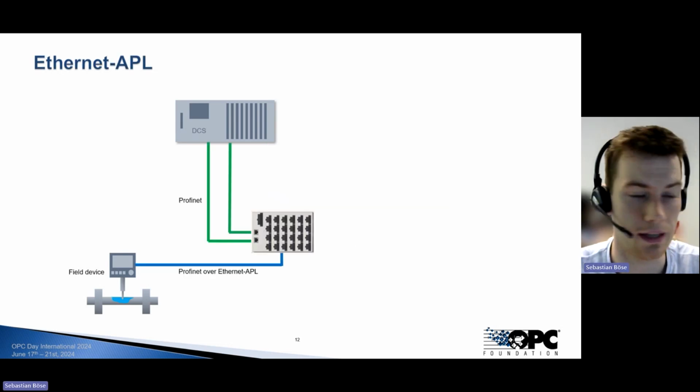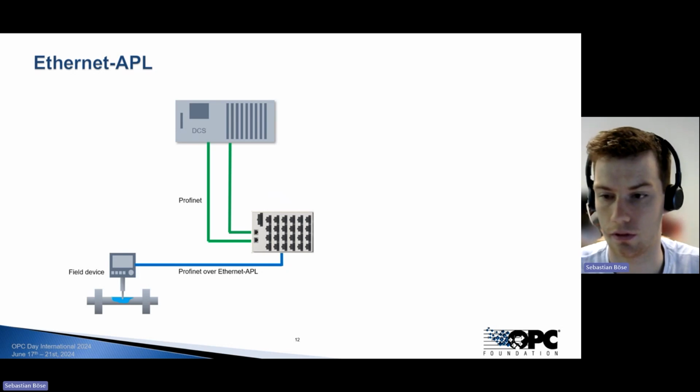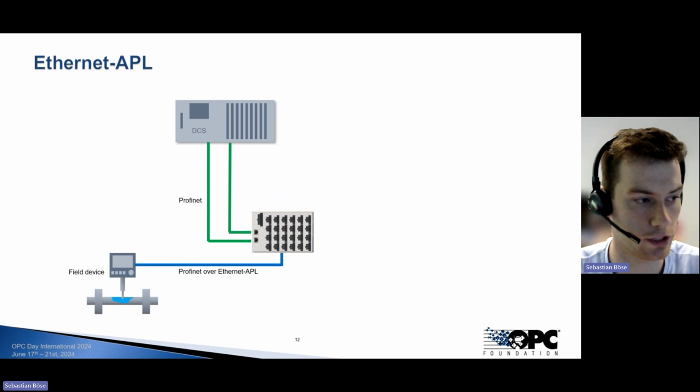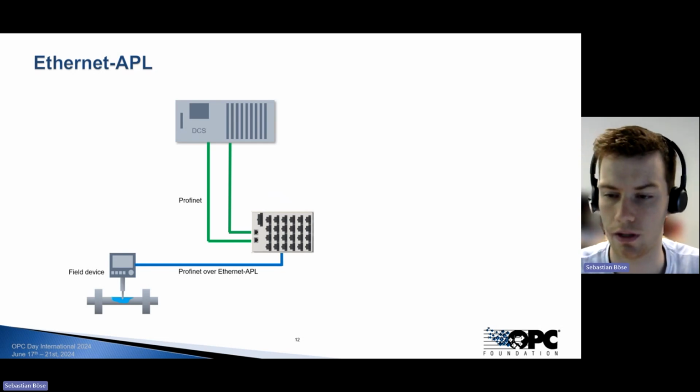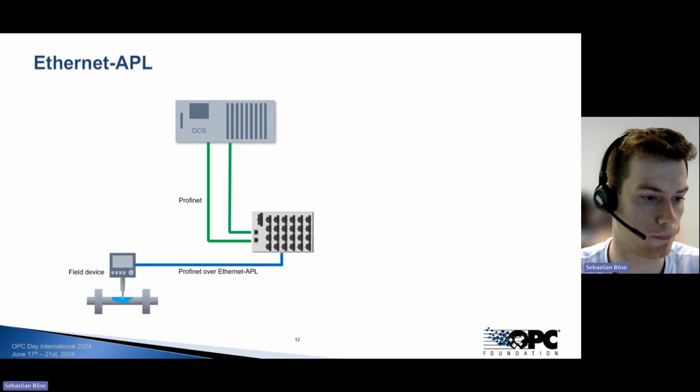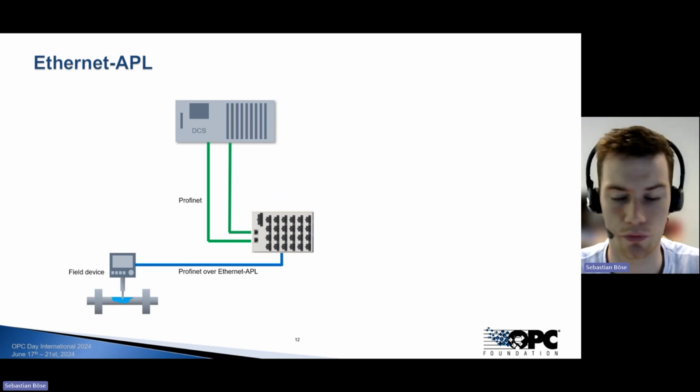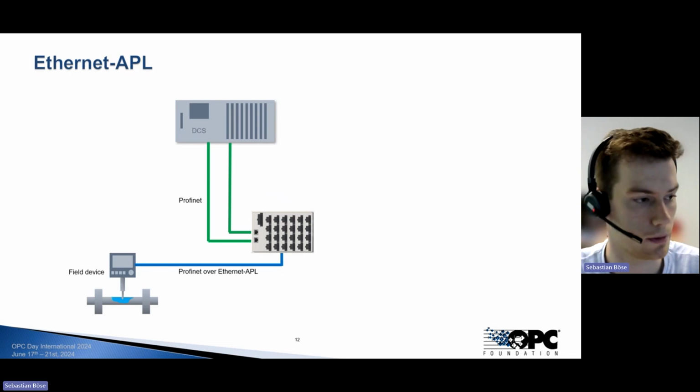Then I'm already at Ethernet APL. So this is something which is really getting more and more attraction right now. Mostly maybe for greenfield plants, but we can also do that in brownfield plants if we add Ethernet APL first, and then we want to focus on the NAMUR architecture afterwards.